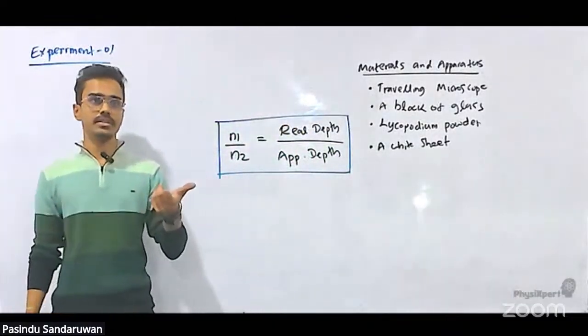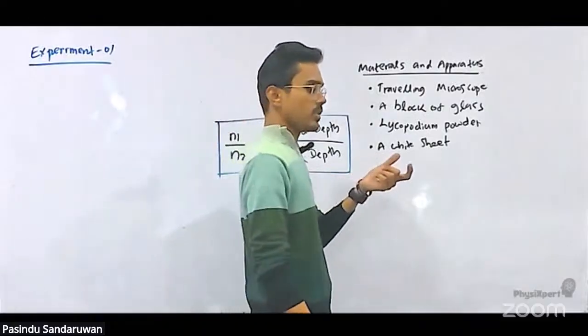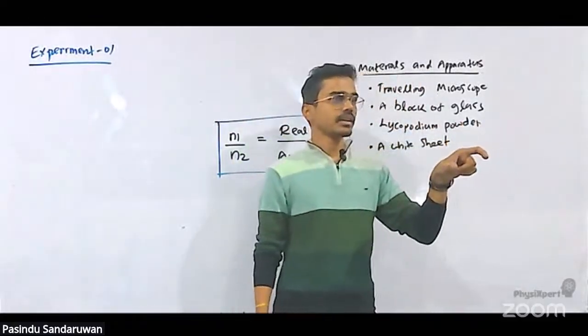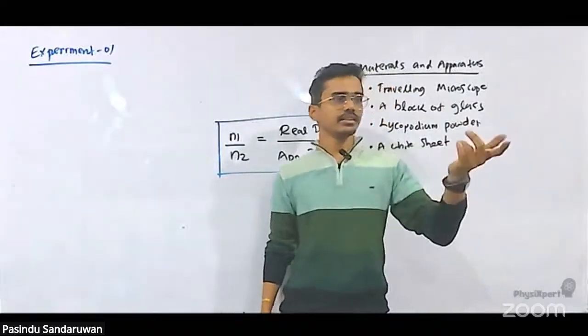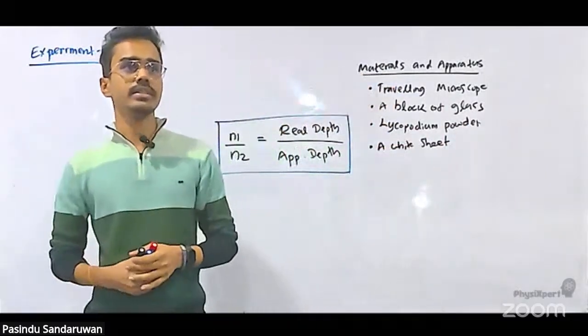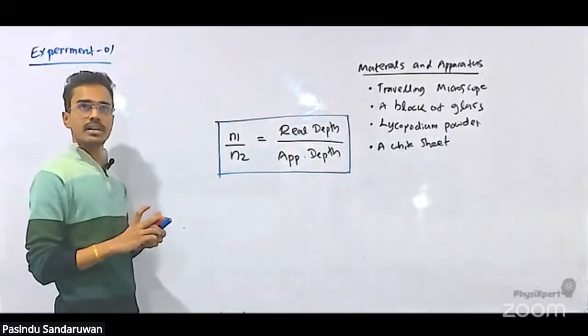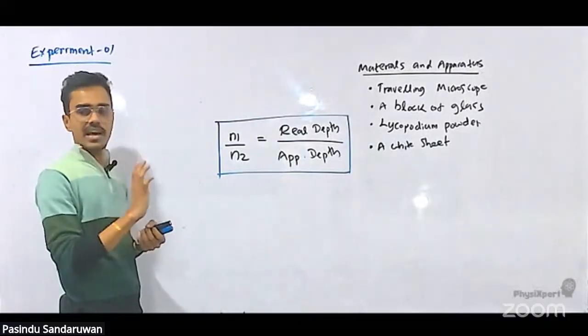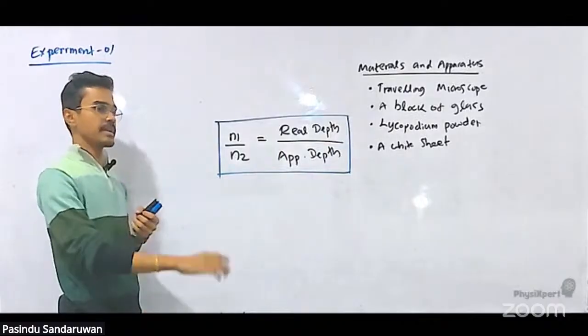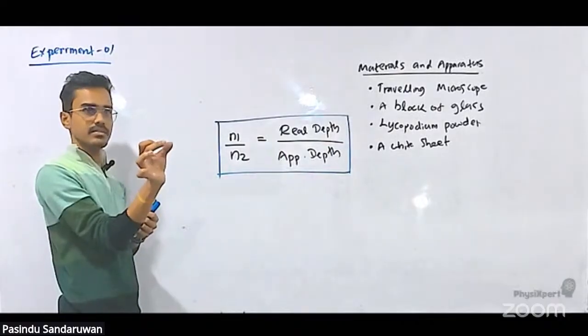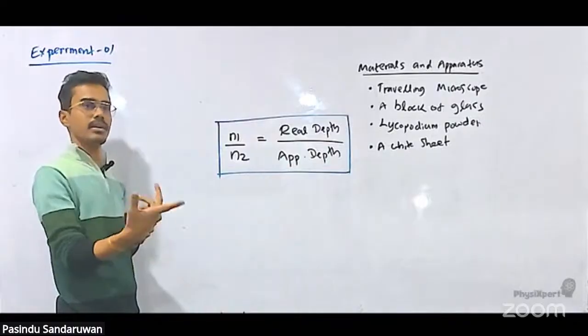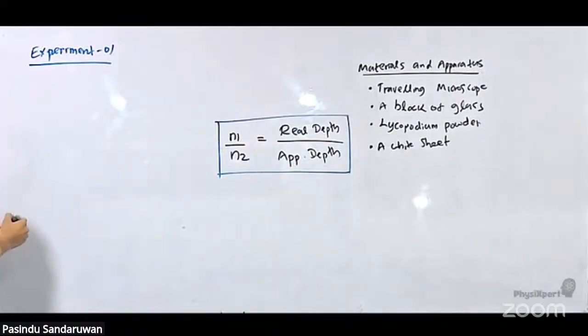Using a spirit leveler, right? In most traveling microscopes, the spirit leveler is inbuilt. If there is no inbuilt one, you can use an external one. But modern traveling microscopes have an inbuilt spirit leveler. When the bubble comes to the middle, it is leveled.